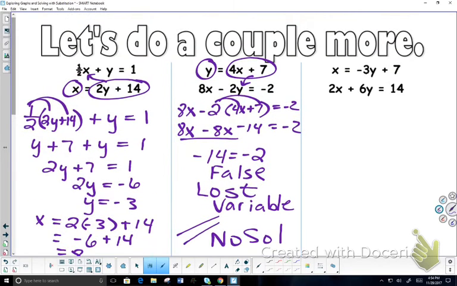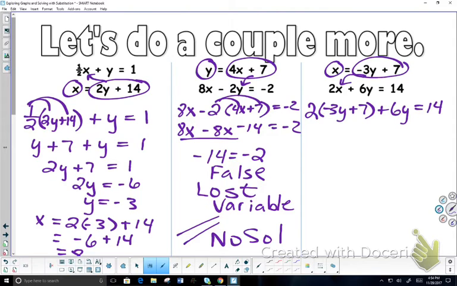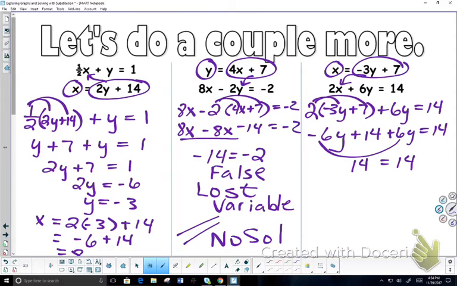We got one more to try together. If x equals all this stuff, then we're going to plug it in for x. So I got 2 parentheses plus 6y equals 14. Since x equals all that, I'll plug that in for x, and then I'm just going to start simplifying again. So I got 2 times negative 3y, which is negative 6y. I got 2 times 7, which is positive 14, plus 6y equals 14. If I combine my y's, I end up with no y's. My negative 6y plus 6y is 0y, leaving me with 14 equals 14.